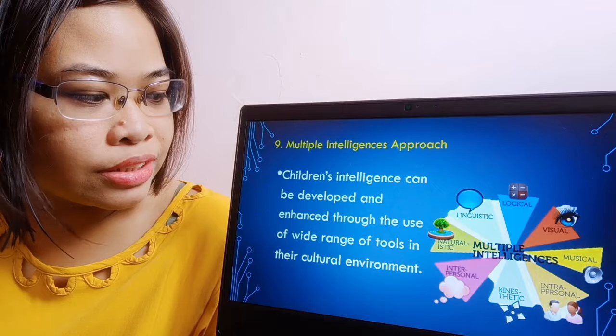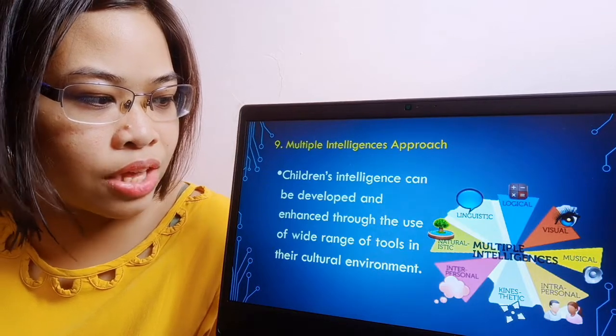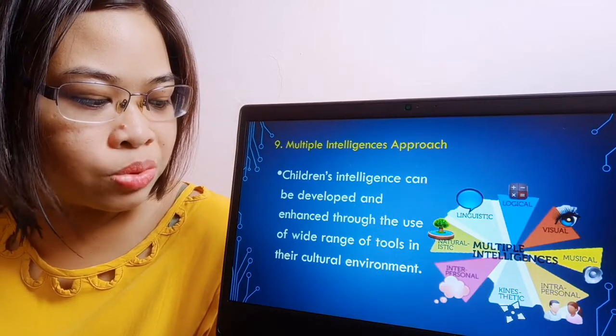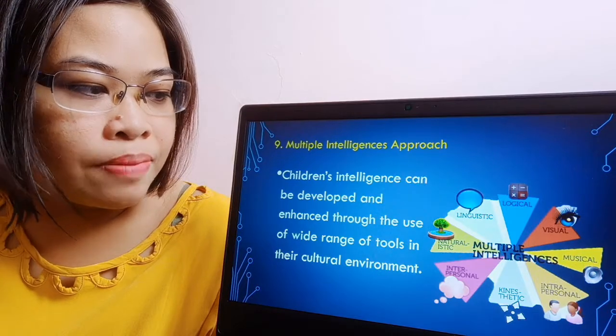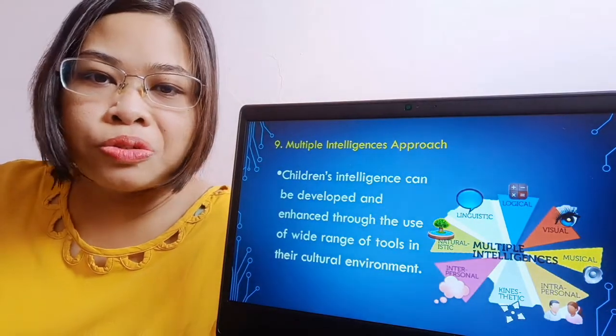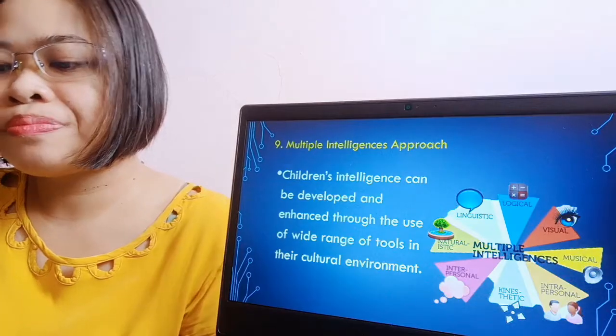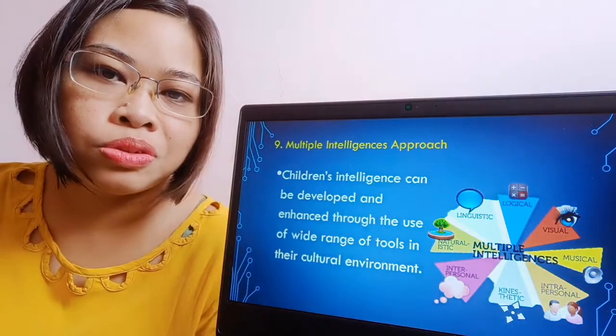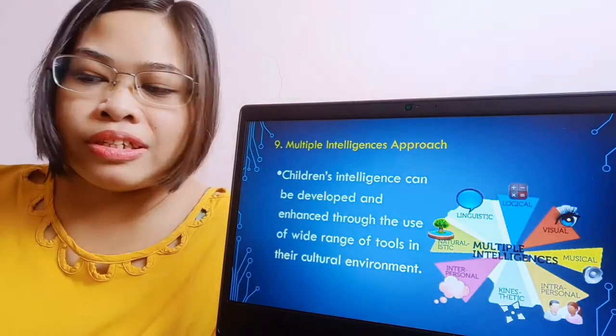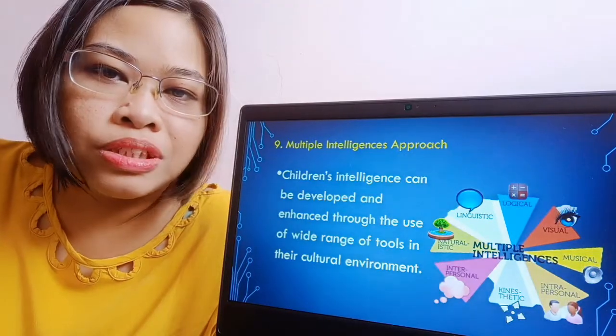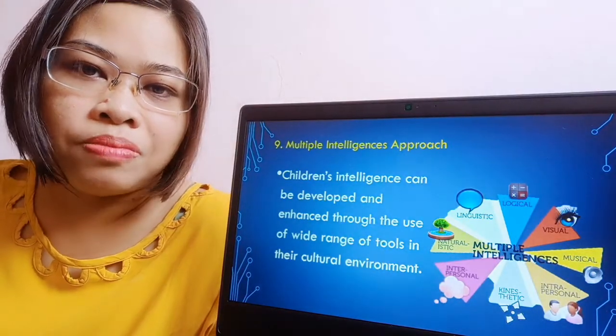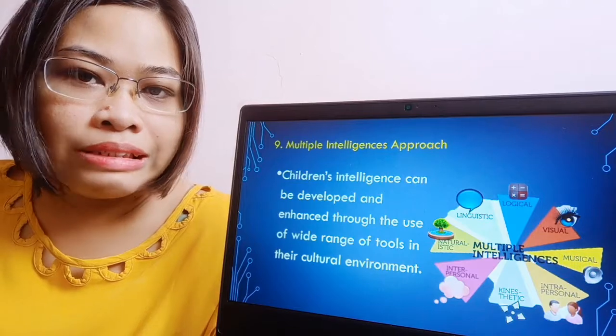Children's intelligence can be developed and enhanced through the use of a wide range of tools in their cultural environment. Cultural tools include technical tools such as books and computers, which are helpful in developing children's intelligence.